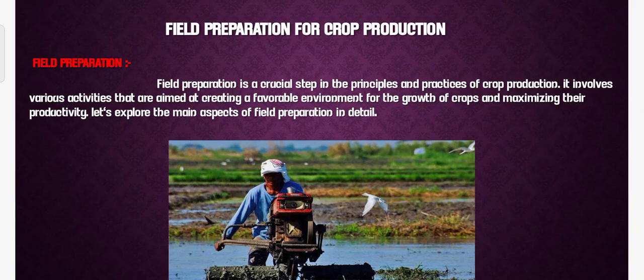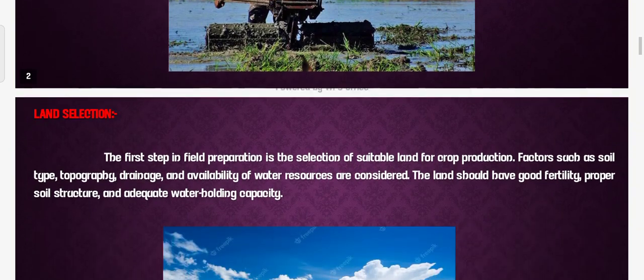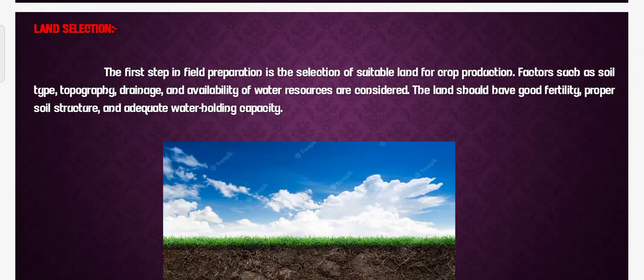These tasks typically include land selection, soil testing, clearing and demarcation, plowing, harrowing, leveling, fertilizer application, irrigation infrastructure, drainage and mulching. First we are going to see about land selection.